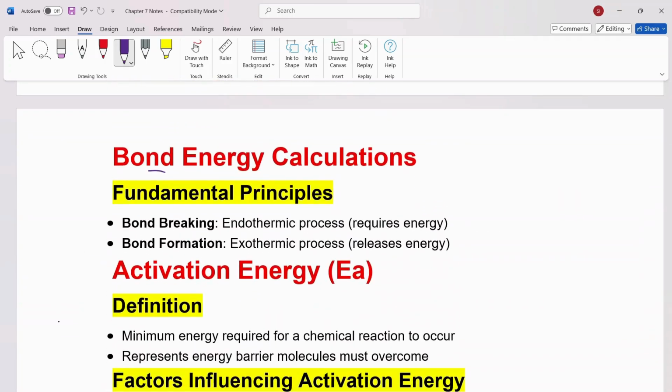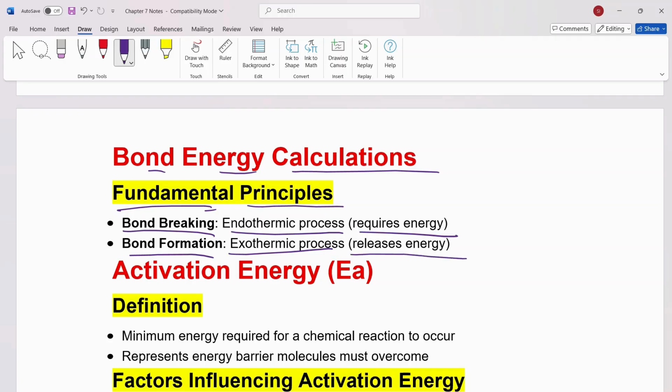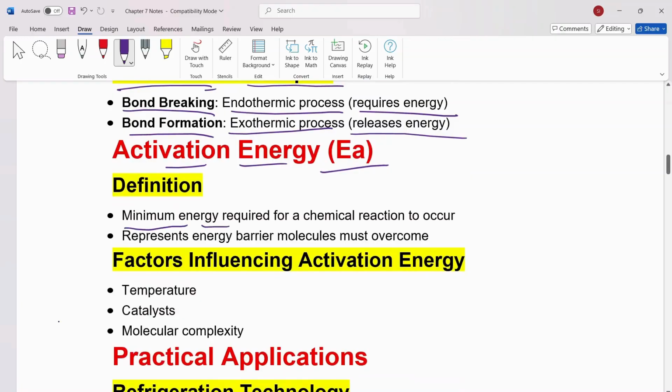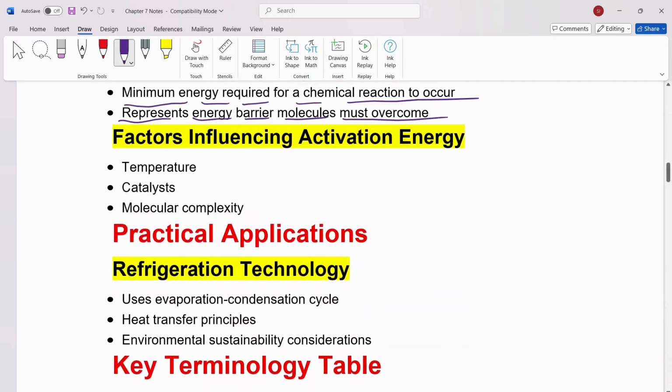Now let's talk about bond energy calculations. Fundamental principles: bond breaking is an endothermic process and it requires energy. Bond formation is an exothermic process and it results in release of energy. Activation energy, EA, definition: the minimum energy required for a chemical reaction to occur. It represents the energy barrier molecules must overcome. Factors influencing activation energy are temperature, catalyst, and molecular complexity.